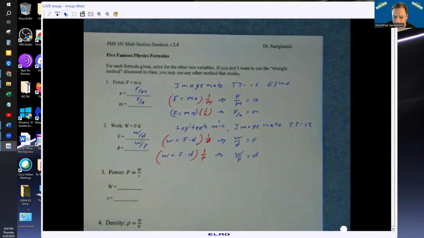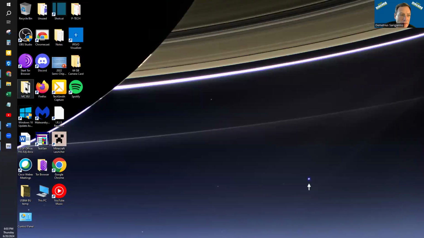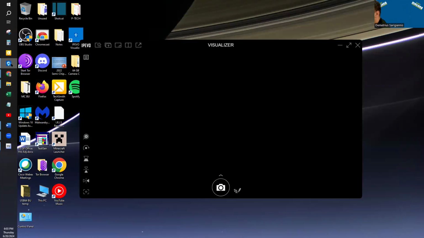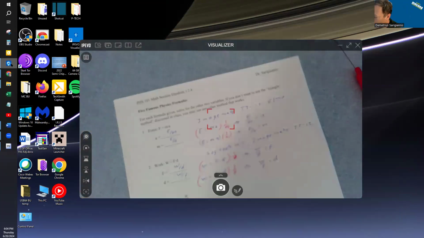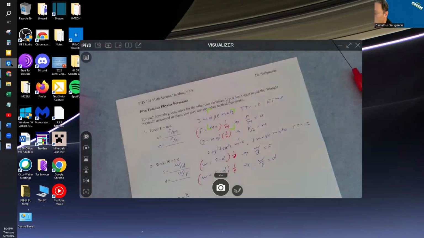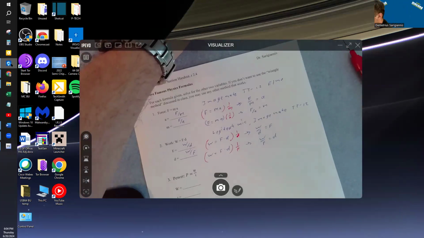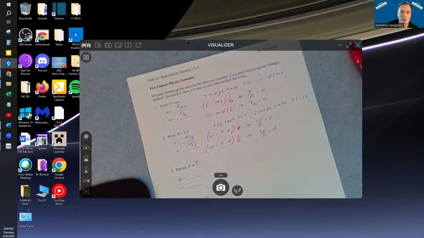Let me pause this. Actually, I guess I can just do the switch. I'm going to do a new share here. And this time, actually, I'm not going to do a new share. I'm going to close Imagemate. I'm going to use the other document camera I have, Ipevo. And let me get that up. Over here, I'm going to swing the Elmo out of the way.